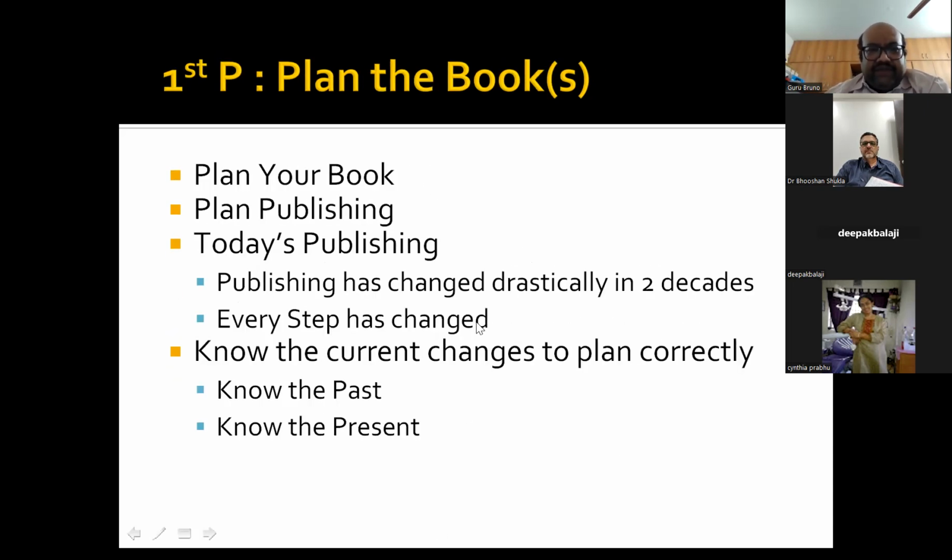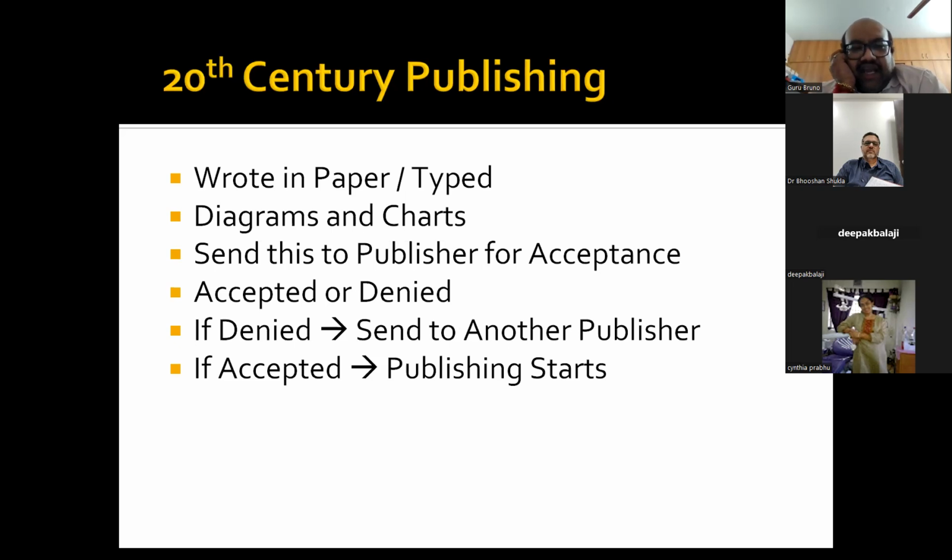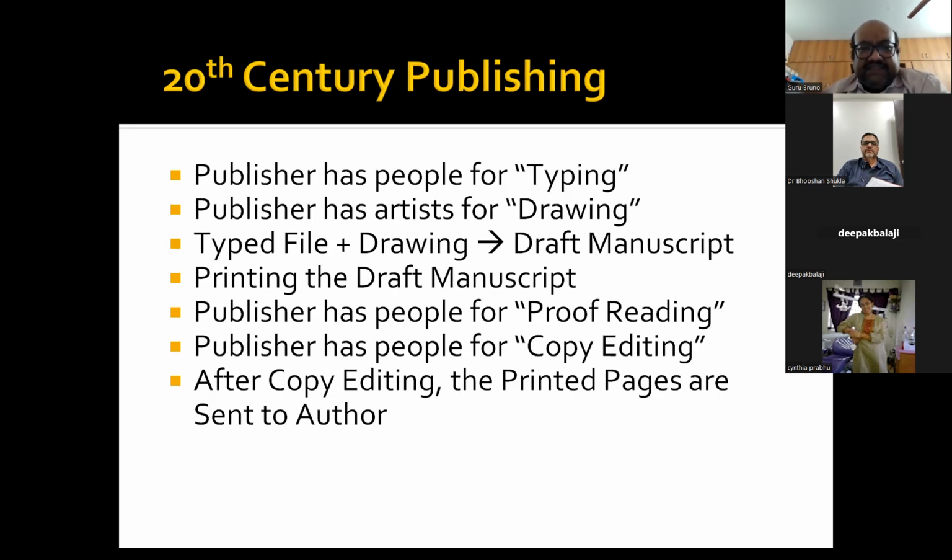So what happened in 20th century publishing is, when you want to publish a book, you either wrote it on paper or you typed it. Then you made the diagrams and charts. Then you sent it to the publisher. The publisher may accept it or deny it. If he denied it, you would send it to another publisher. If he accepts it, you make an agreement with the publisher and the publishing process starts.